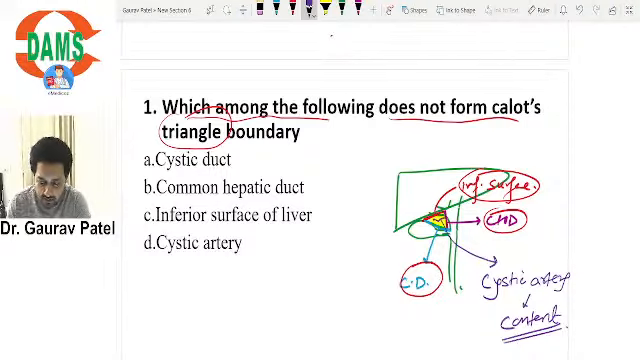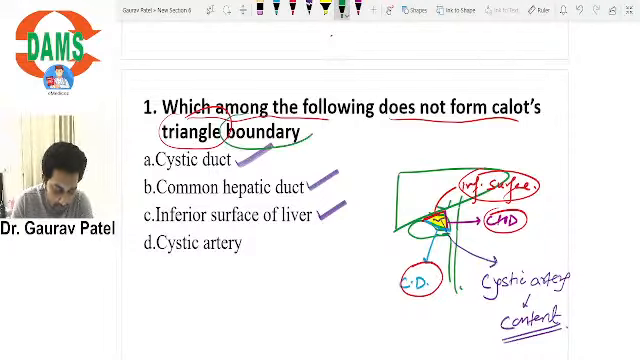Please, these are easy questions. Don't make any mistake. Is the question wrong? Which of the following does not form Calot's triangle boundary? Calot's triangle boundary is cystic duct, common hepatic duct, and inferior surface of liver. Cystic artery does not form a boundary. Cystic artery is the content.